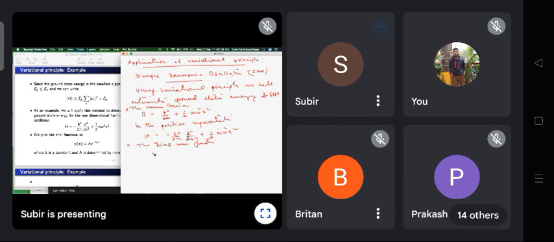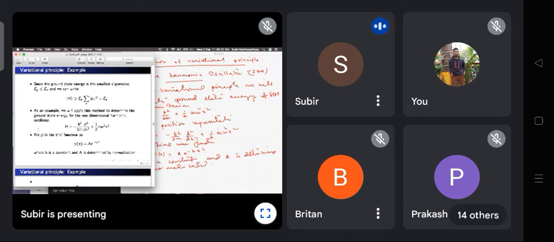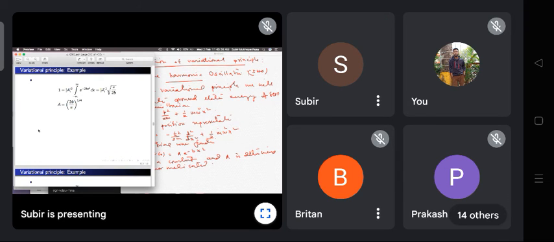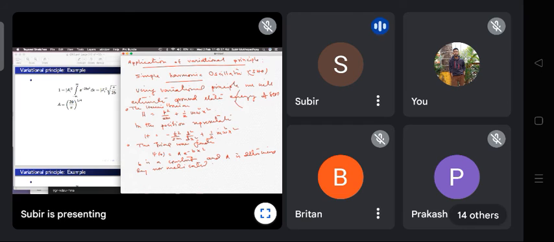So here is our trial wave function: psi of x equal to A e to the power minus b x square. Here b is a constant and A is determined by normalization. Then what we'll do is vary this b so as to minimize the expectation value of the Hamiltonian.